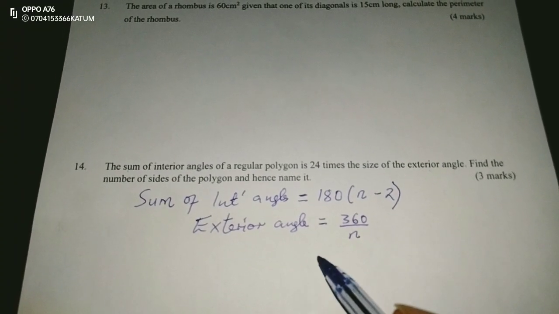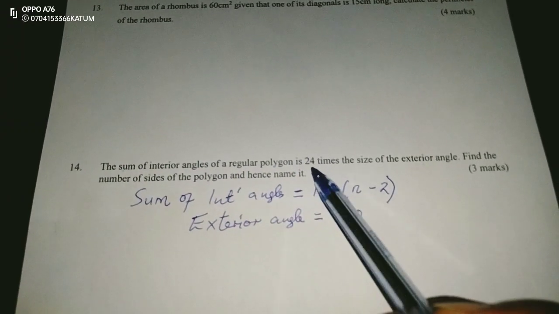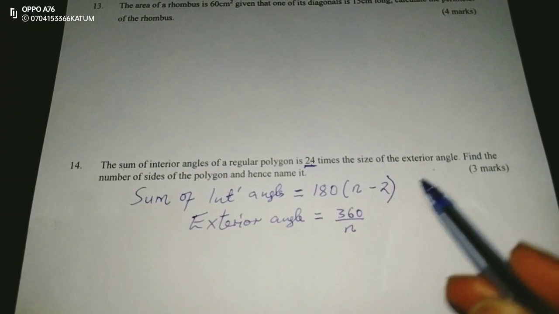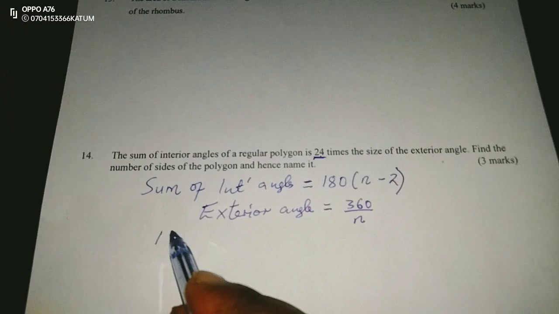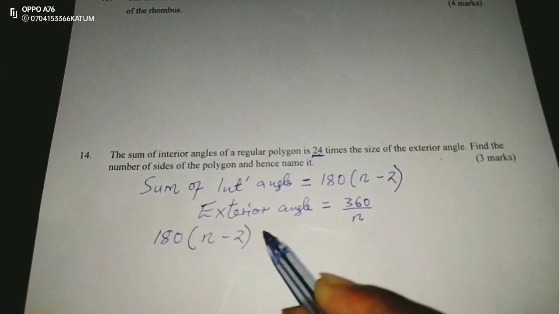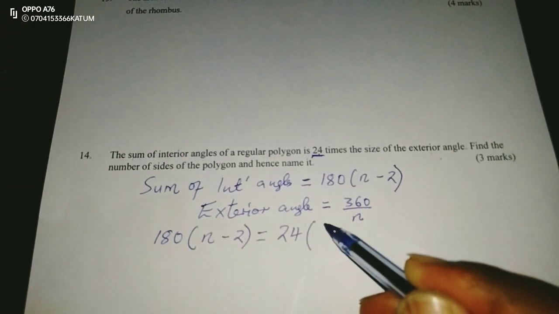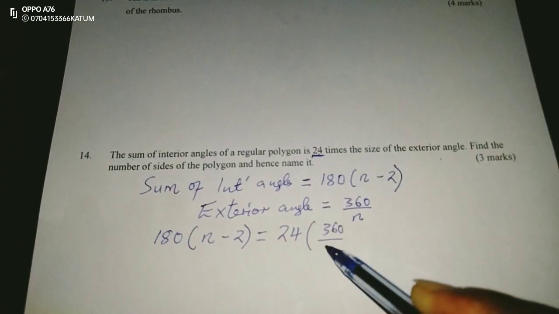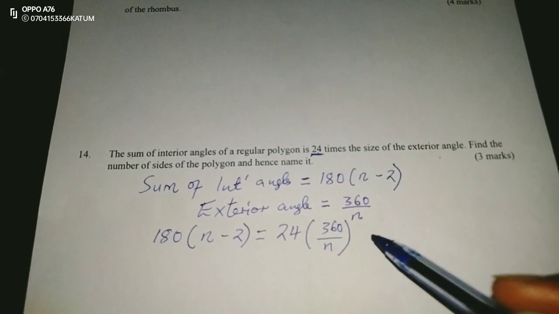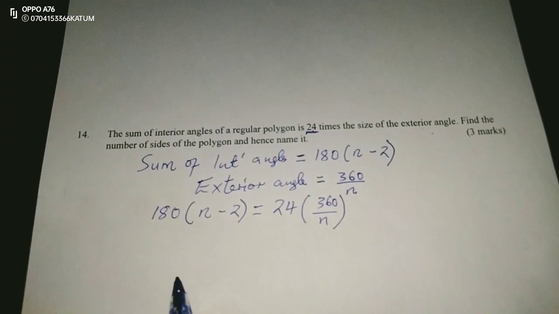So now with these two, we are given how they are related, that the sum of interior angles of a regular polygon is 24 times the size of exterior angle. Therefore, this summation of the interior angles is equal to 24 times the size of an exterior angle. So that is how the two sides are related, and I think now we can solve for n.